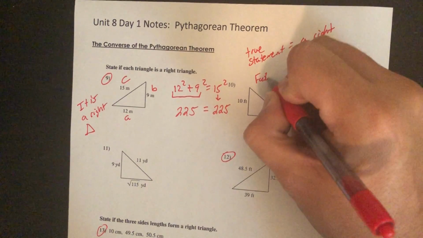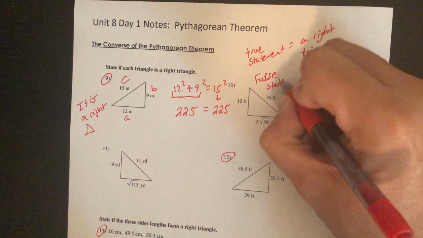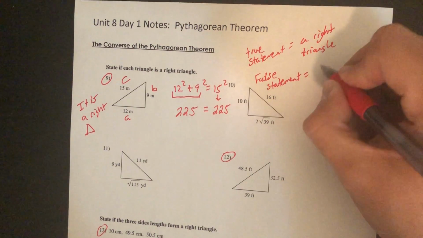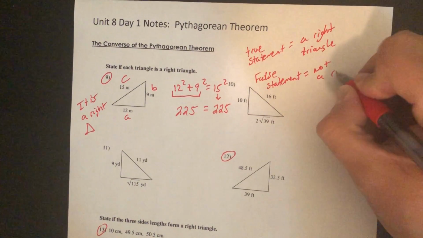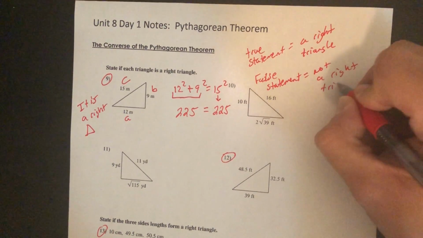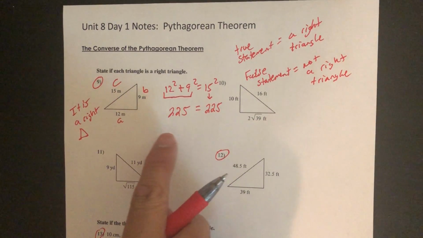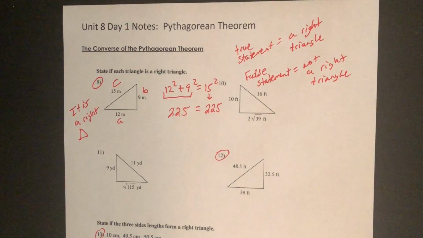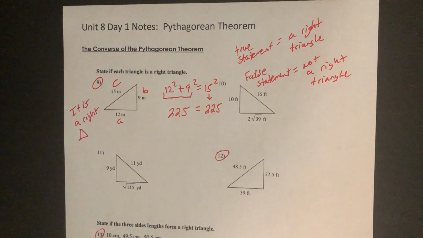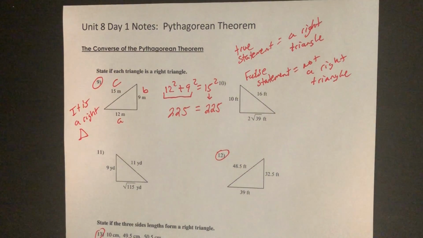False statement equals not a right triangle. Okay? So since we had a true statement, 225 does equal 225, then we know that these three measurements do form a right triangle. Okay?